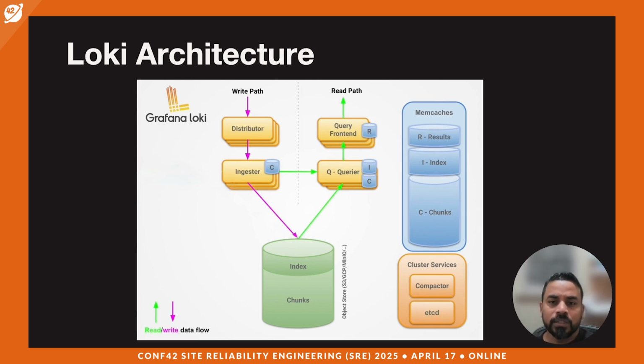For the read path, the query frontend receives a query and splits it up into subqueries, which are processed by different queriers. The queriers fetch recent logs from the cache in the ingesters, or they fetch the older logs from the object storage.